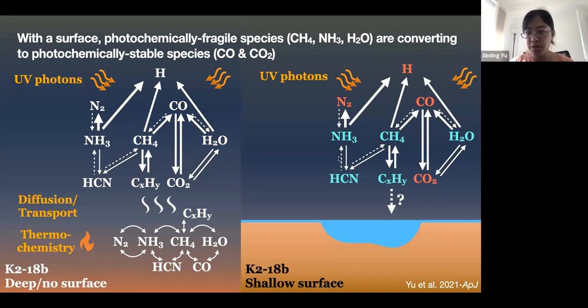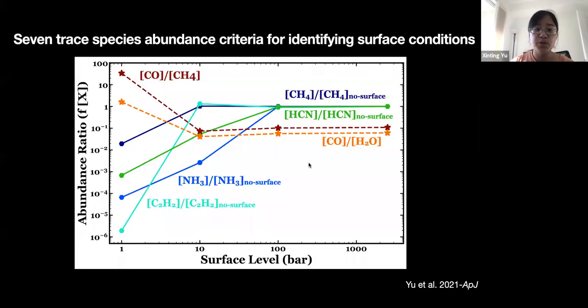So how can we use this result to do surface identification on exoplanets? We first did some sensitivity studies. We tried different eddy diffusion coefficient profiles, slightly different temperature-pressure profiles, different intrinsic temperatures, and so on. And then we chose criteria that work for all the cases with the different tests.